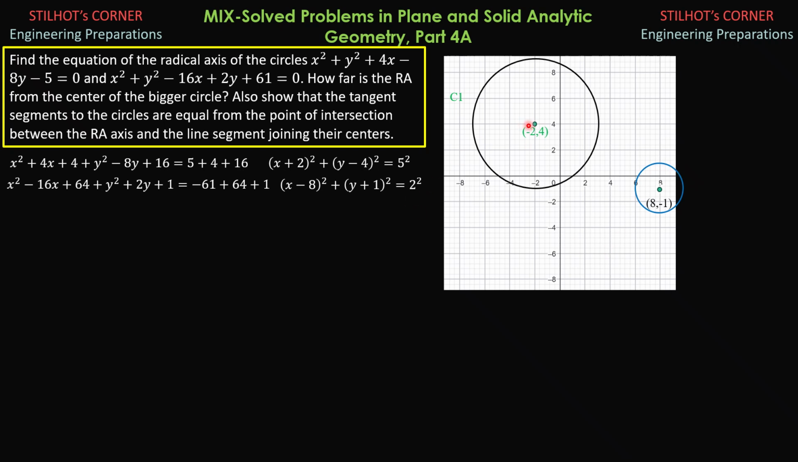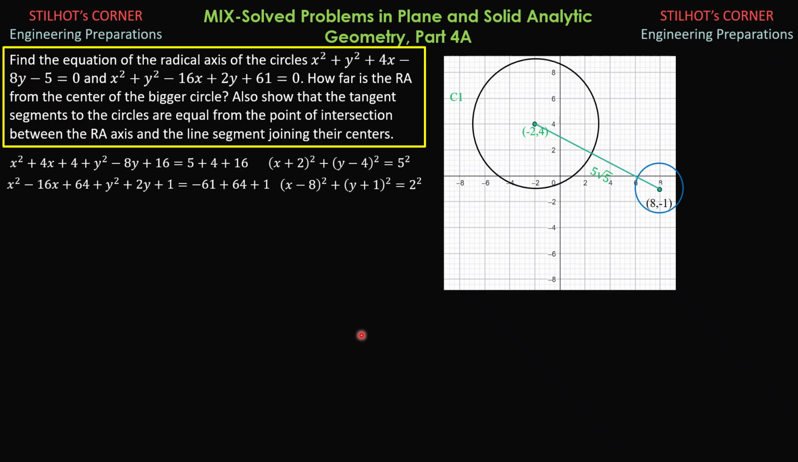Then we can find the distance between the centers. By the distance formula, that is the square root of (8 minus negative 2), so that's 10, squared, plus (negative 1 minus 4), so that's negative 5, squared. So the distance is the square root of 10 squared plus negative 5 squared, so that's 5 square root of 5. So that is the distance between the centers.